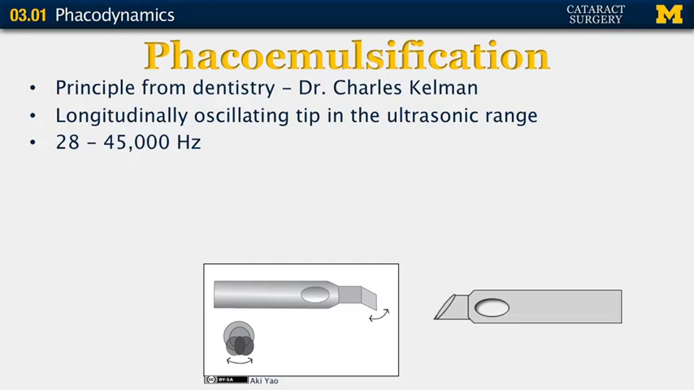And the frequency used today is between 28 and 45,000 hertz, or cycles per second. The reason we use that range is that lower frequency is inefficient, and frequency higher than that leads to potential wound burn and heat buildup.